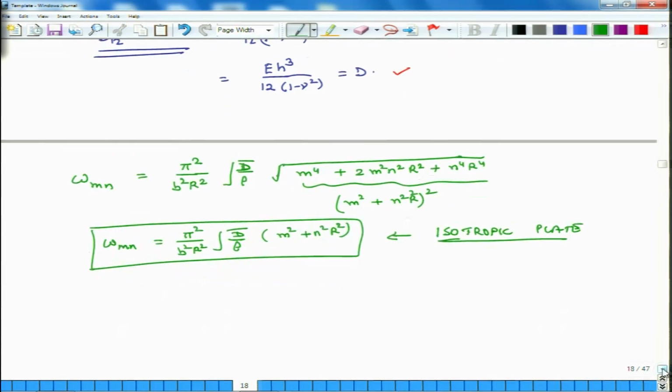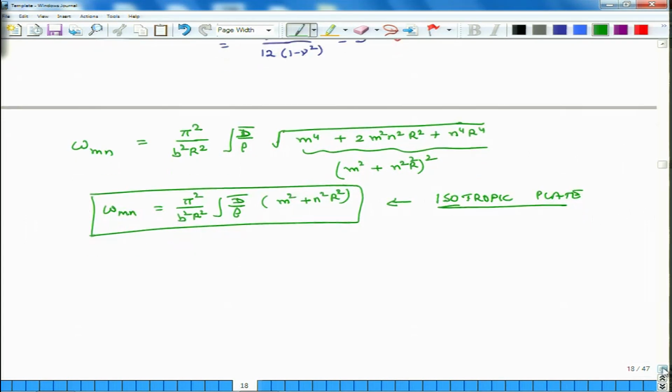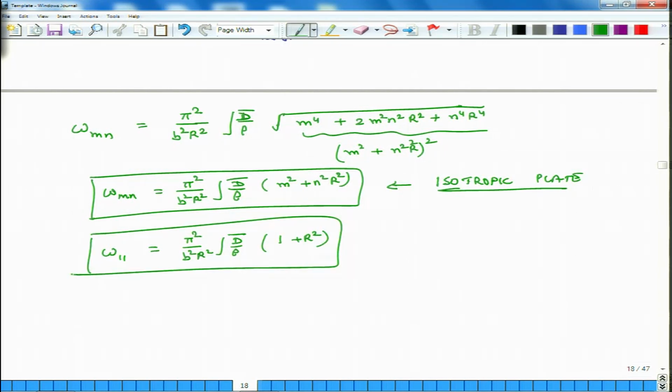Now, we will make some comparisons and see what it tells us. But before we do that, very quickly we will see what the first natural frequency is. So, omega 1, the first natural angular frequency for this case, will be pi square over b square r square times square root of D over rho times 1 plus r square, since m and n are 1. So, this is the first natural angular frequency.